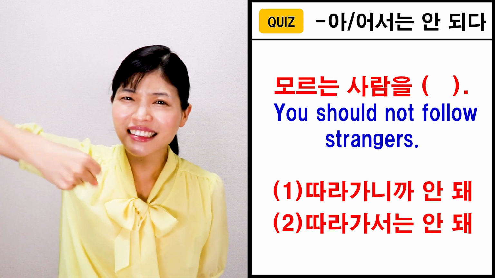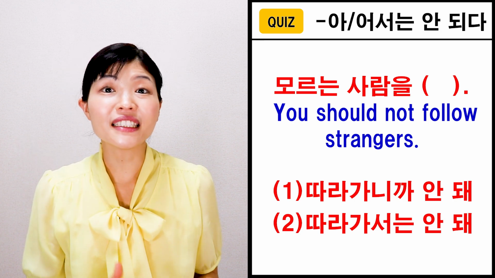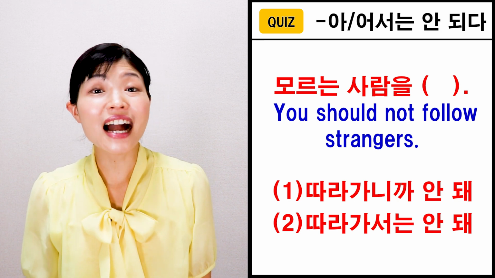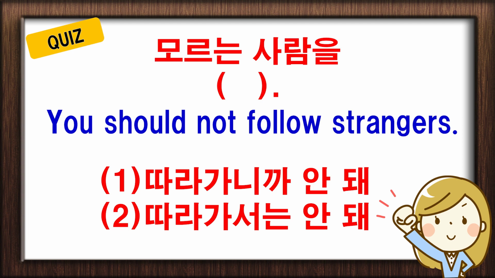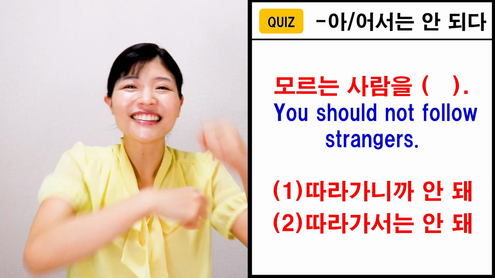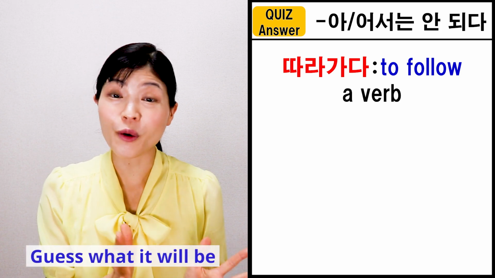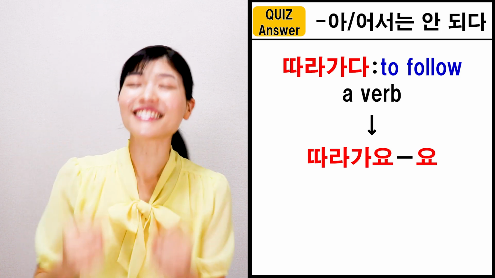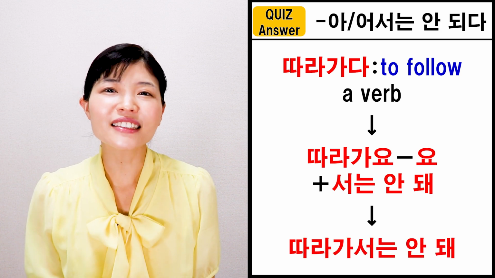Quizzes. Then let's deepen our understanding with some quizzes. Which one is the correct answer? 모르는 사람을 You should not follow strangers. Number 1. 따라가니까 안 돼. Number 2. 따라가서는 안 돼. The correct answer is number 2. 따라가다 to follow is a verb. The yo form is 따라가요. Yes, brilliant. So you remove 요 and add 서는 안 돼 to make 따라가서는 안 돼.